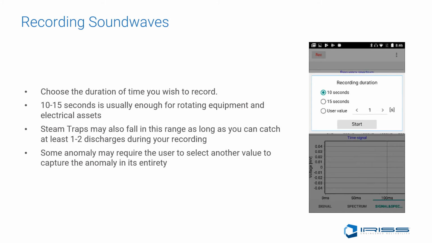The next screen will open up and the user will be able to choose their duration of time for recording. 10 to 15 seconds is usually enough for capturing rotating equipment anomalies and electrical asset anomalies. Steam traps may also fall in this range as long as you can catch at least 1 to 2 discharges during your recording. Some anomalies may require the user to select another value to capture the anomaly in its entirety. Simply select the user value, insert the time in seconds, and then hit start.